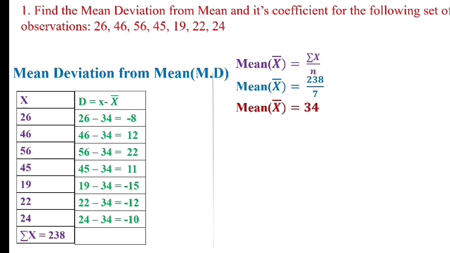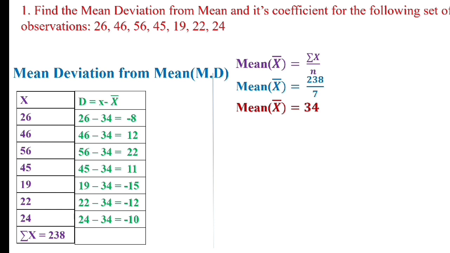We know already that the sign will not be considered. If we get a negative sign, we will make it a positive sign. That is the important one. Whether your D values are positive or negative, all the values will be considered as positive only. That is the speciality of the mean deviation, capital D.